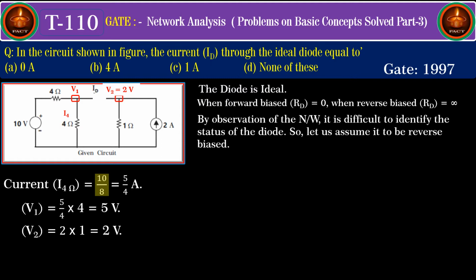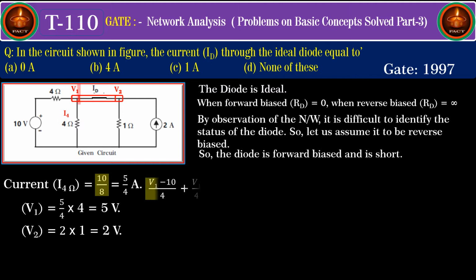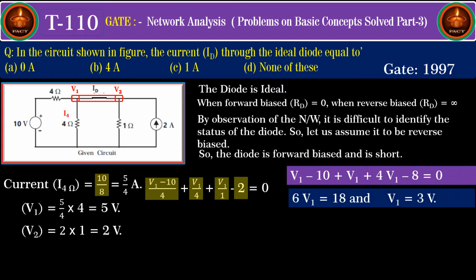So, when it is forward biased, we can as well short it. And when you short it, you find that both the nodes V1 and V2 behave as one node. So the circuit becomes simple. By writing the nodal equation for the node V1, we get (V1 minus 10) divided by 4 plus V1 divided by 4 plus (V1 minus 2) divided by 1 is equal to 0. By solving this simple equation, we get V1 is equal to 3 volts.